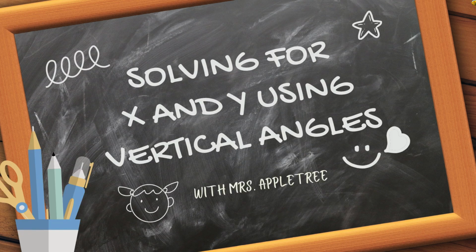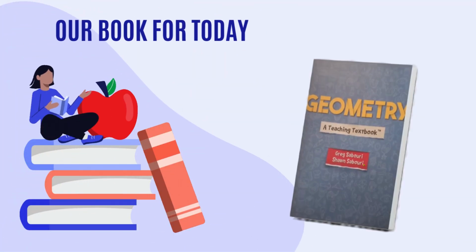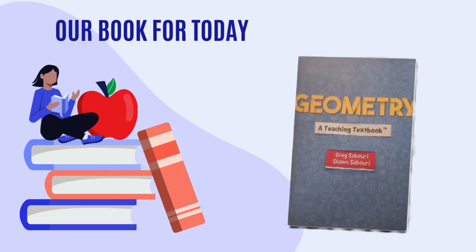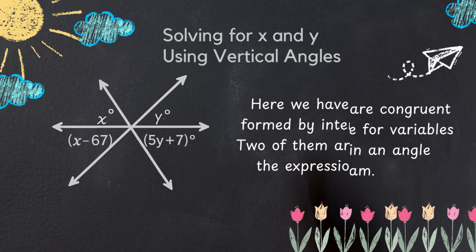Today, we are solving for x and y using vertical angles. Our lesson for today comes from the geometry book, a teaching textbook. So let's get started. Here we have four angles formed by intersecting lines. Two of them are labeled with the expressions x and y.